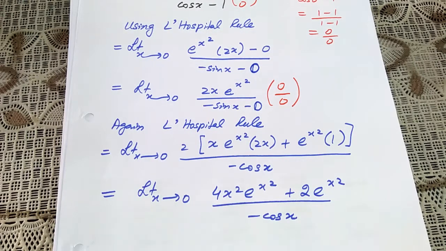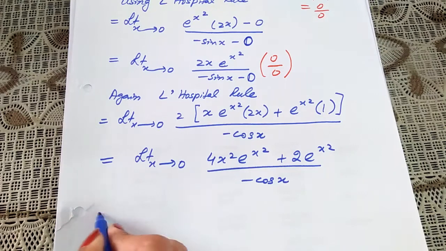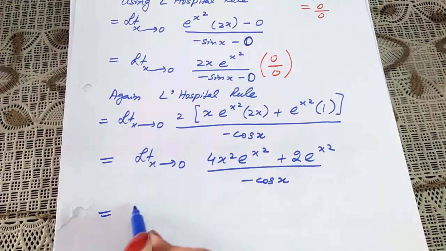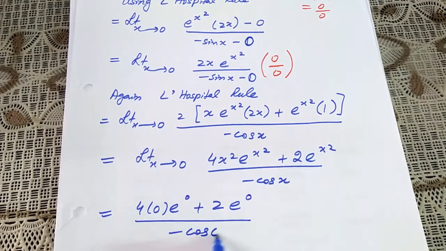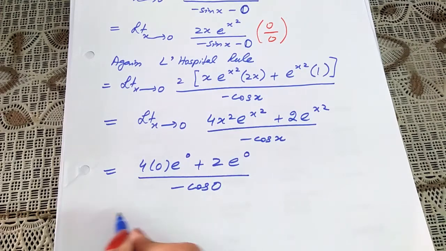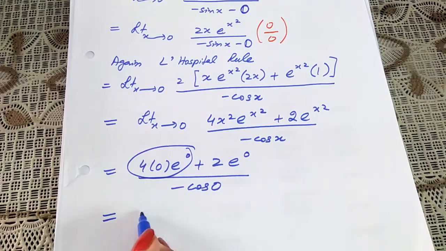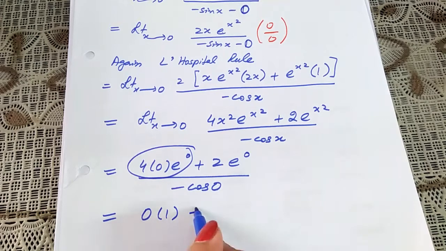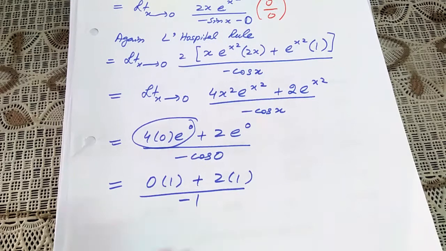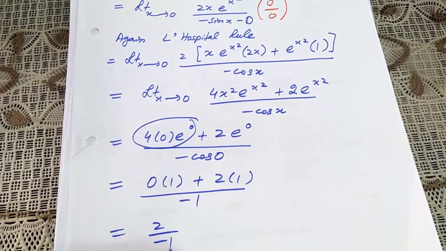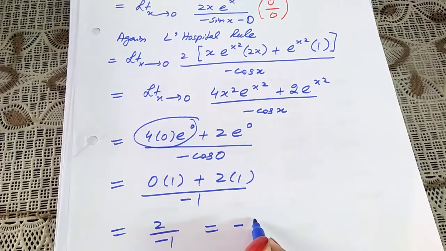Now put the limit here. We get 4 into 0 e raised to power 0 plus 2 e raised to power 0 divided by minus cos of 0. We get 0 into 1 plus 2 into 1 divided by minus 1. So we will get 2 over minus 1, that is equals to minus 2. Now move on to question number 3.